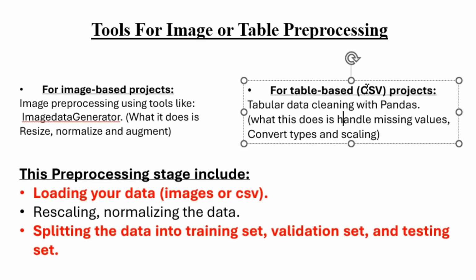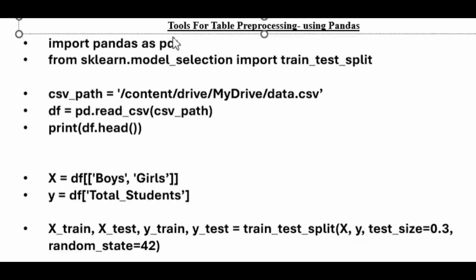Typically, tabular data are stored in CSV files or spreadsheets. So we use the Pandas library to load, inspect, and also split the data into features and labels. For us to preprocess our tabular datasets, we use the Pandas library. So the first thing we need to do is import Pandas as pd.